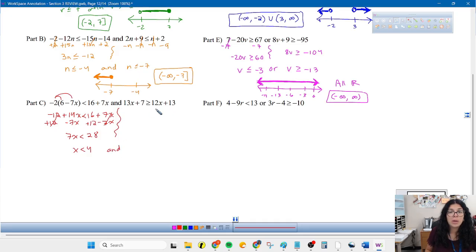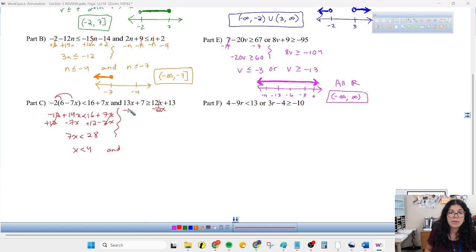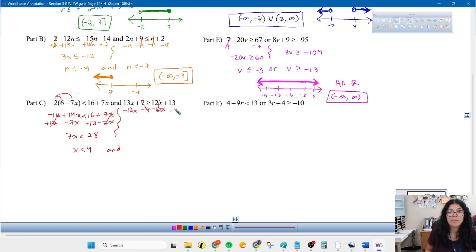On the inequality on the right, we can start by subtracting 12x and subtracting 7. So we get 1x, which I can write just here at the bottom, is greater than or equal to 6. So if we're thinking about the numbers that are both less than 4 and also more than or equal to 6, well, there are no numbers that are both less than 4 and also more than or equal to 6. So this is actually no solution.